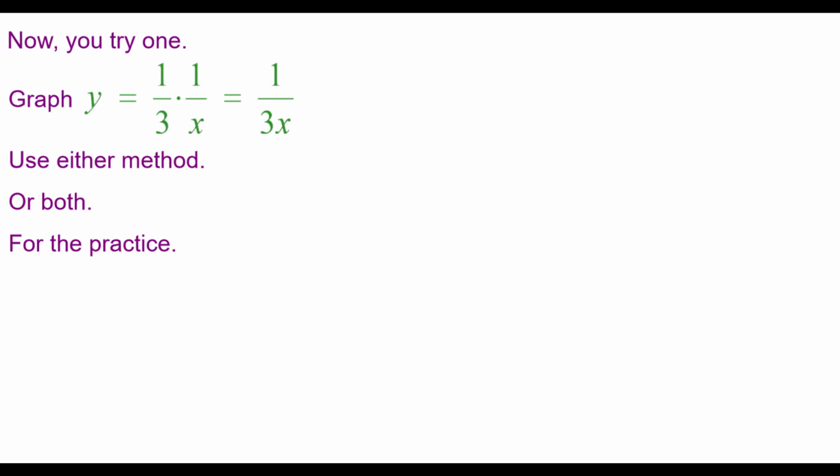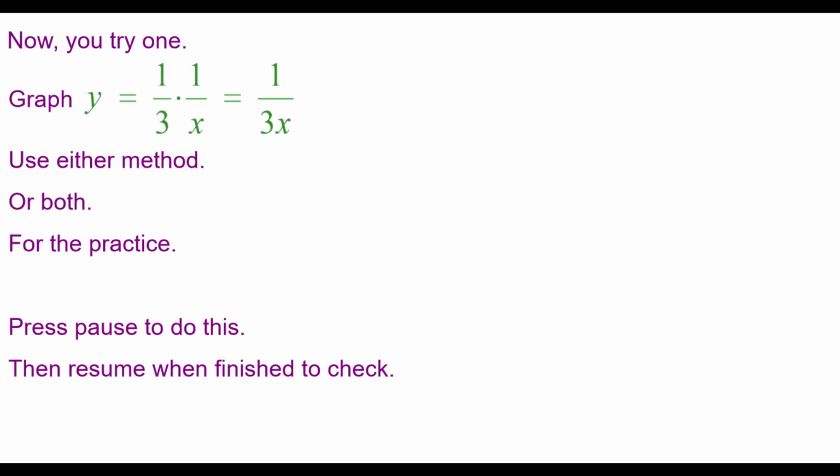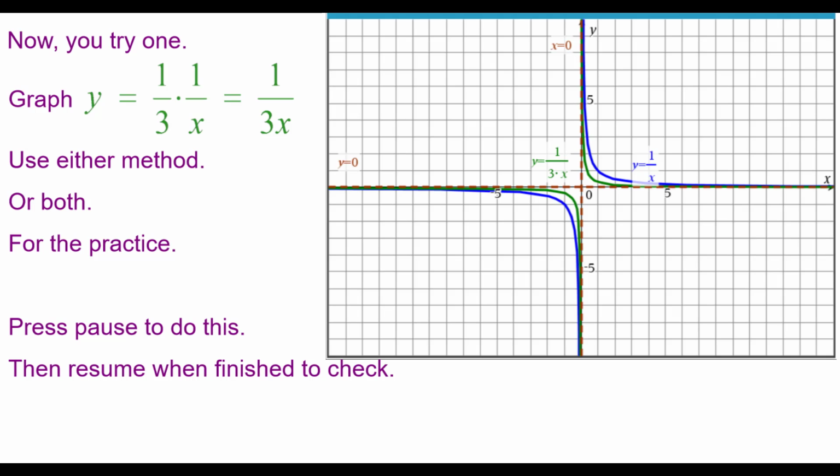Now you try one. Graph y equals 1 over the quantity of 3x. Use either method or both for the practice. Press pause to do this and then resume when you're finished to check your answer. And here's your answer in green compared to the parent function.